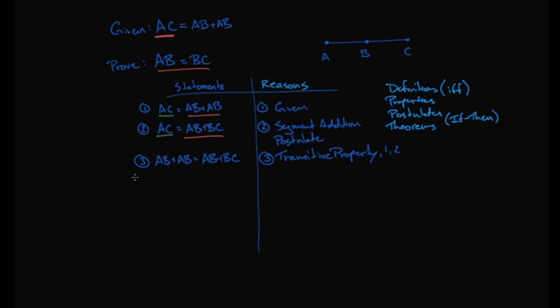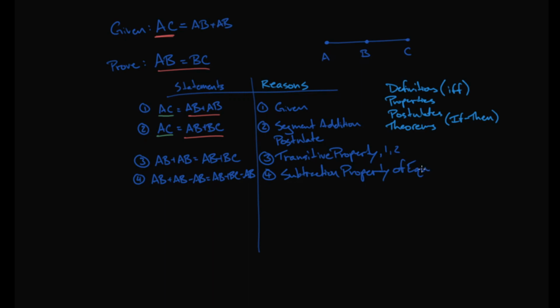So now we're just kind of back to some algebra. I am going to subtract an AB from both sides. So I'm going to subtract AB from this side, and then I'm going to subtract AB from this side. And what allows me to do that is the subtraction property of equality.